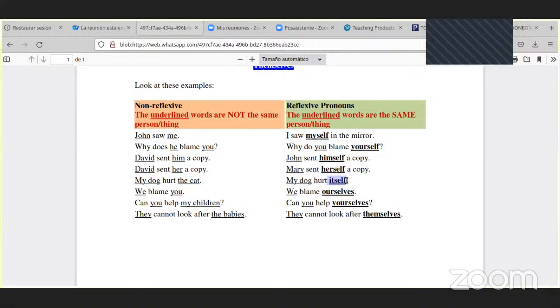So now, what about this? We blame ourselves. We, and we are using the same reflexive pronoun, ourselves. Okay, so can you help yourselves? You, yourselves, and they cannot look after themselves. I'm using they and I'm using themselves. So the reflexive pronoun, okay?